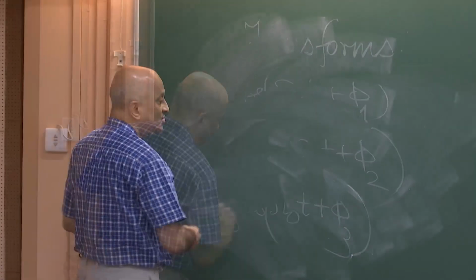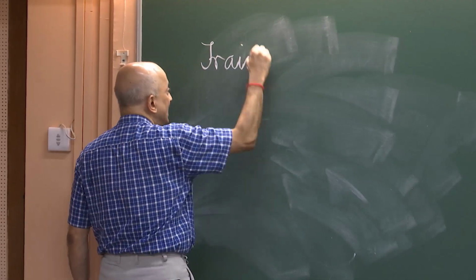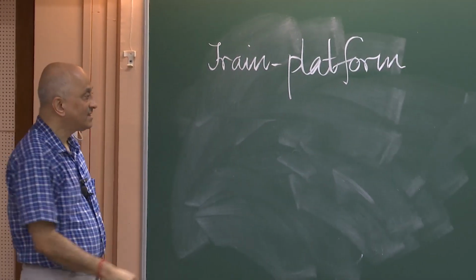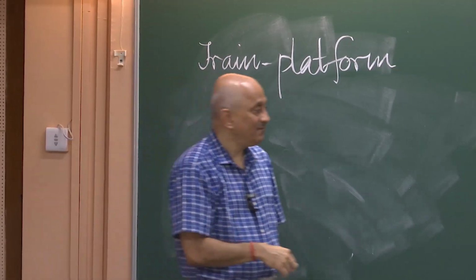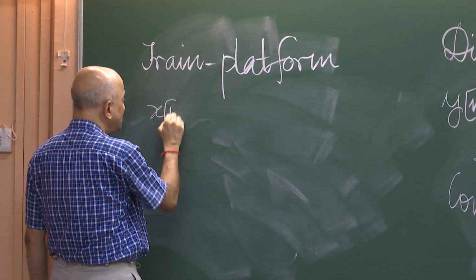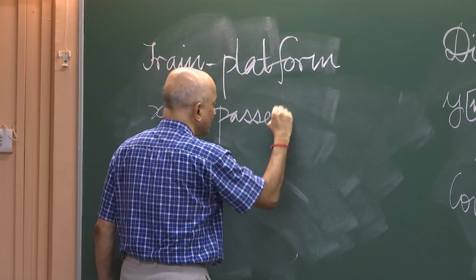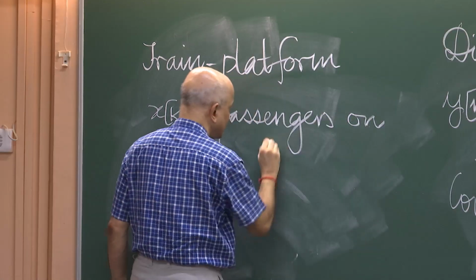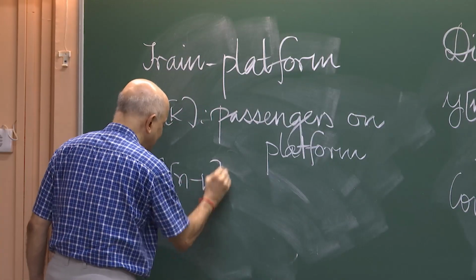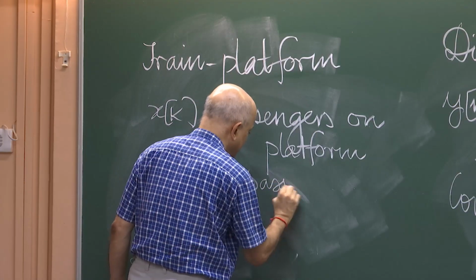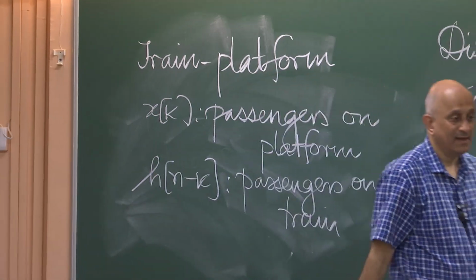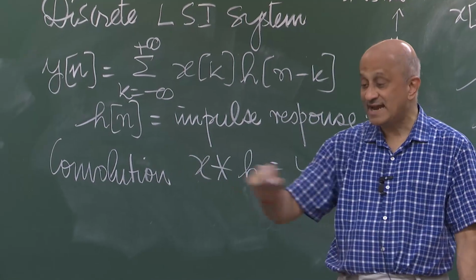Having done this, you now think of a train and a platform. The best way to explain convolution is the train platform analogy. x of k is like the passengers on a platform, and h of n minus k are like the passengers on the train. The train moves as n changes.